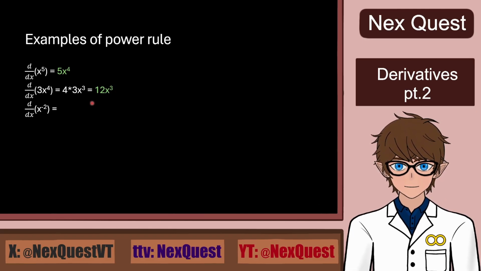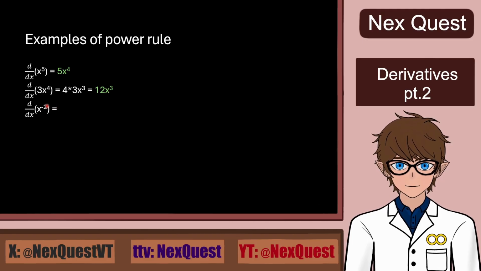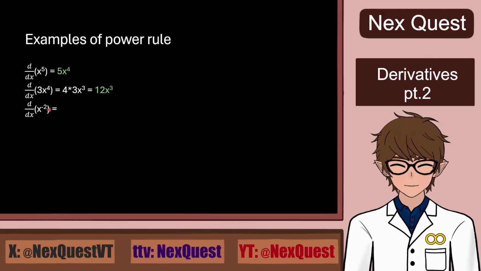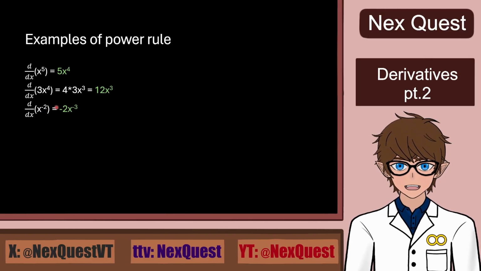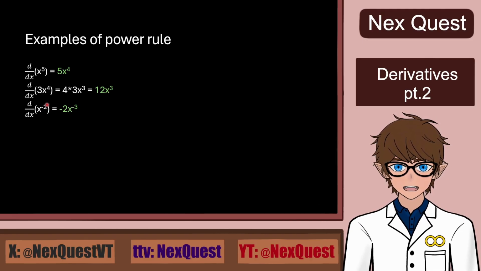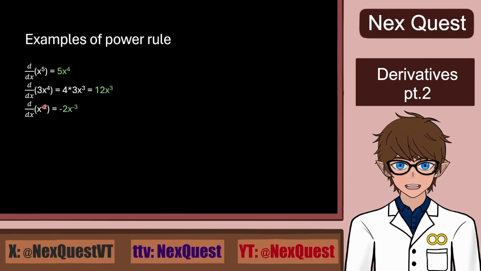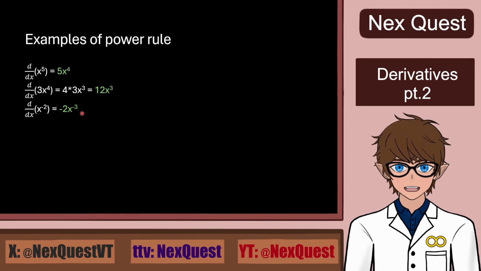Now for the last, we see that we have a negative exponent, but the rule still applies because it's an exponent nonetheless. We will carry the minus 2 in front and multiply it with the x, and then subtract 1 from the exponent, and since it's a negative number, it will increase, so minus 2 becomes minus 3, and this is our result, minus 2 times x to the power of minus 3. So just so you know, this can be applied in all these cases.